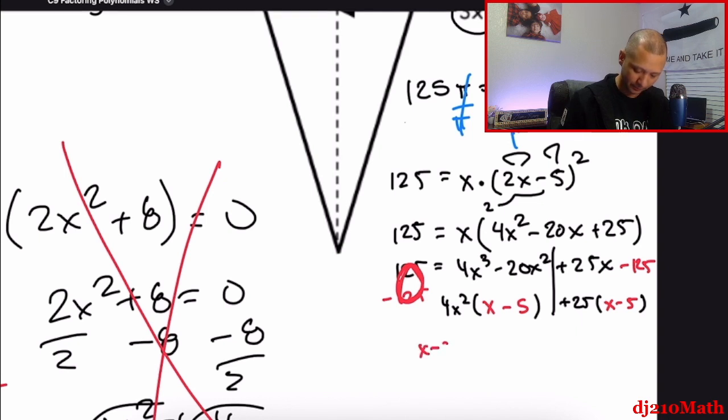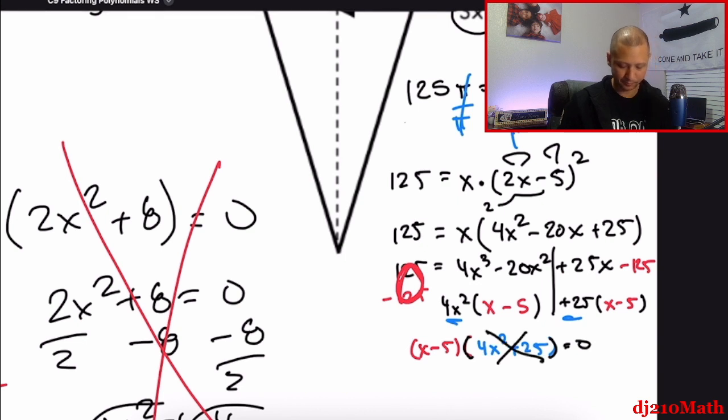So this means it's all equal to 0. So x minus 5 times the outside parts, 4x squared plus 25. And this is all equal to 0. So I can already tell you this one's going to be a complex number. Can you see it? Right? You're subtracting 25 from both sides. You're taking the square root of a negative number. It ain't going to work. So left-hand side, x minus 5 is equal to 0. X is equal to 5.